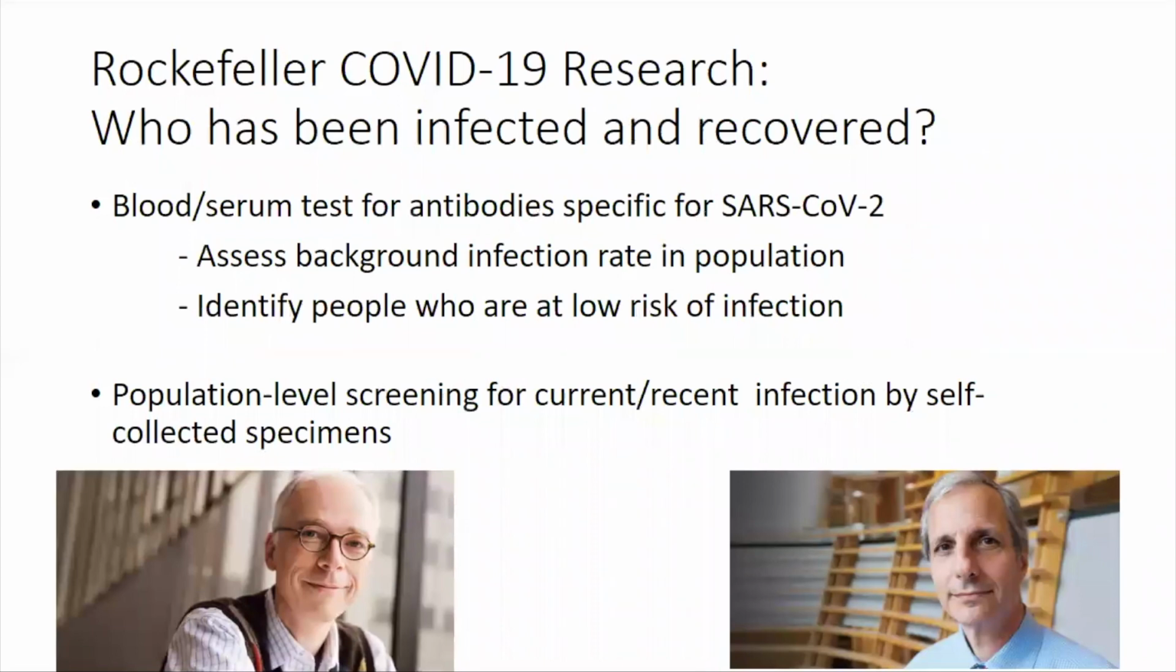Lastly, Tom Tuschl and Bob Darnell are both developing advanced blood and serum tests for the virus and the proteins, to allow us to assess both the background infection rate, but also to identify people who are at low risk of infection, and also enable us to think about how we reopen society. Who's ready to be out in public, who should be quarantined, and try to do this at a scale that would matter at the public health level.